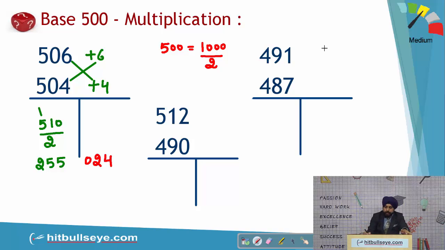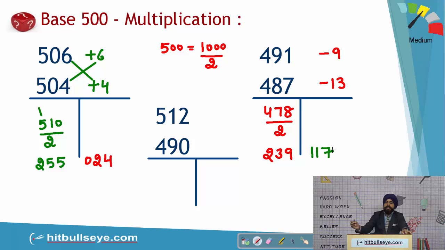Let's solve one more, students. It is minus 9. It is minus 13. Now 491 minus 13, or the other one, get the left hand side as 478 and then you half it to get 239. On the right hand side, 13 9s is 117. It has 3 digits. We want 3 digits. We just place it over there. Answer is 239117.